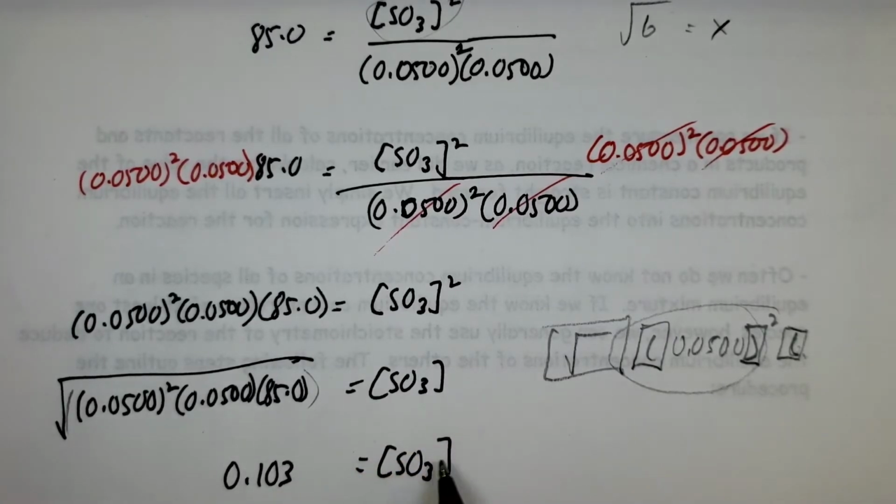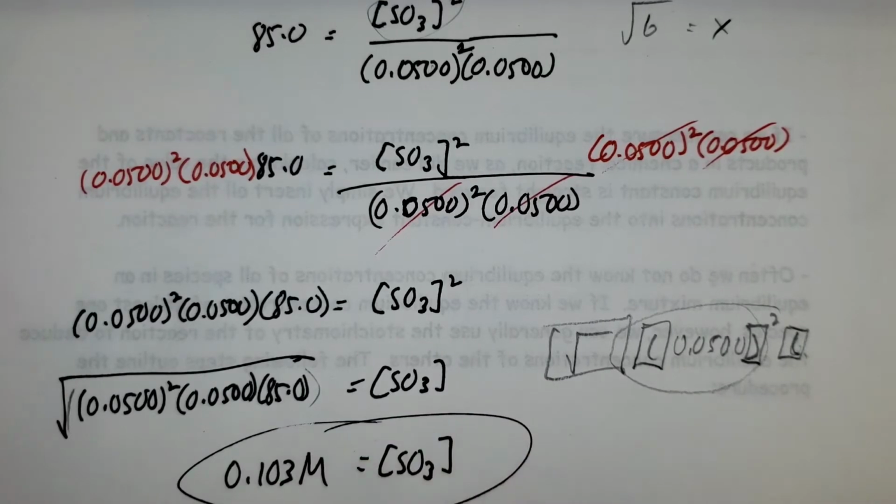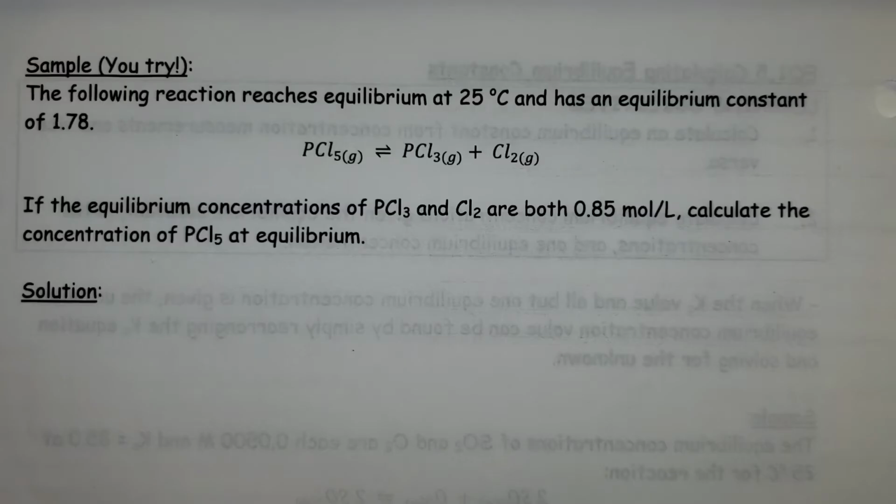0.103. Now, since this is a molar concentration, we do have a unit. It's big M for molar. Okay, so please run that through your calculator to make sure you got that. Okay, on the next page we have another example.